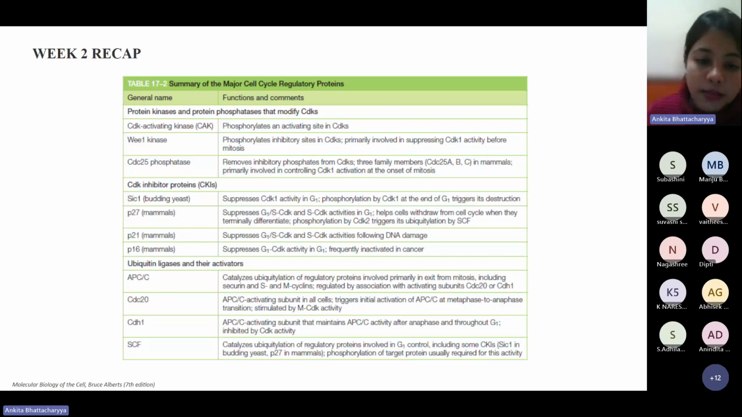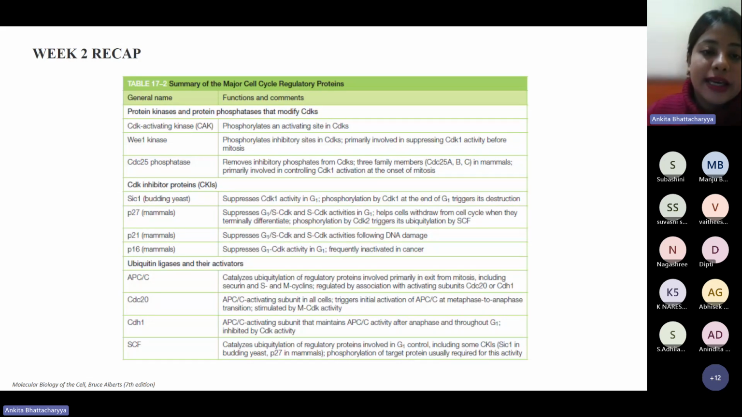p21 is performing a similar function, but its job is more important right after DNA damage has come in. And p16 INK4A has a different role. It is very commonly associated with cancers. If you're interested, you can look it up. p16 mutant cancers are often found.